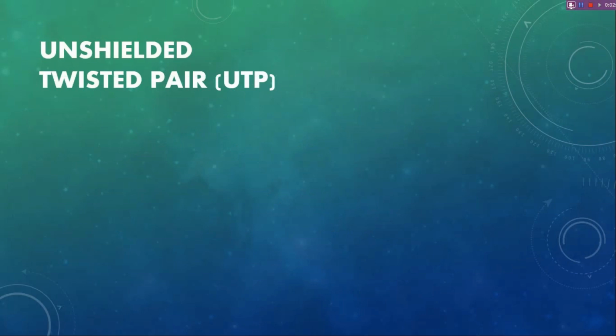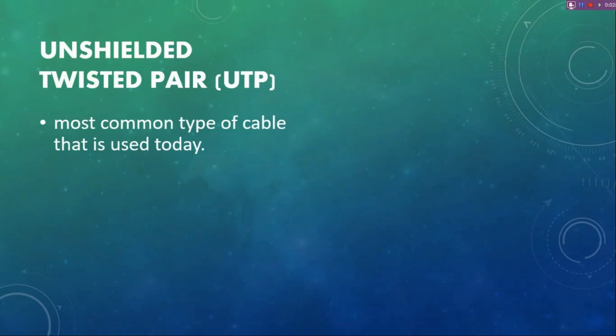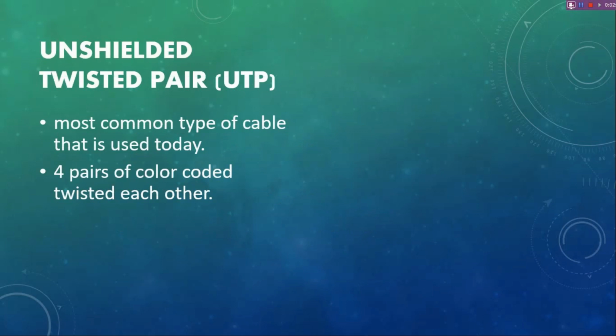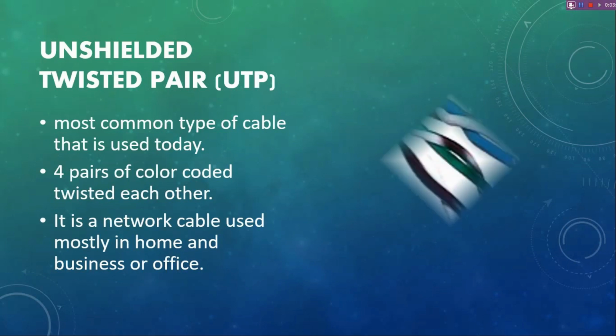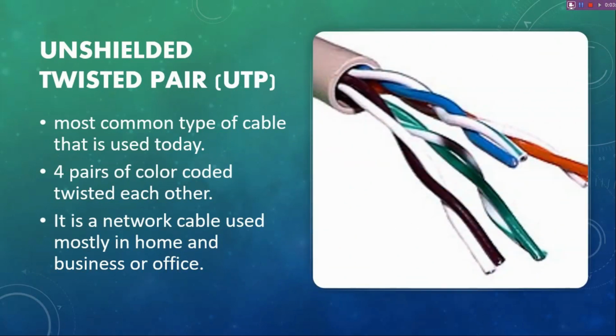The unshielded twisted pair is the most common type of cable that is used today. It consists of four pairs of color-coded wires twisted to each other. The wires are twisted to prevent electromagnetic interference or crosstalk. This type of network cable is what most people use in their home or business. This is what the UTP looks like.